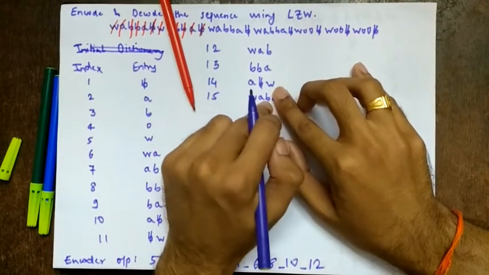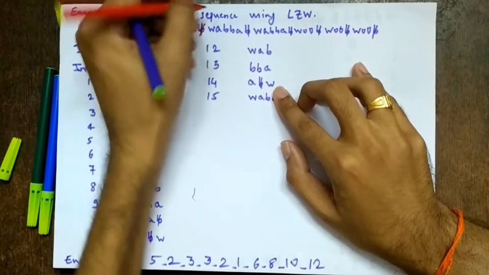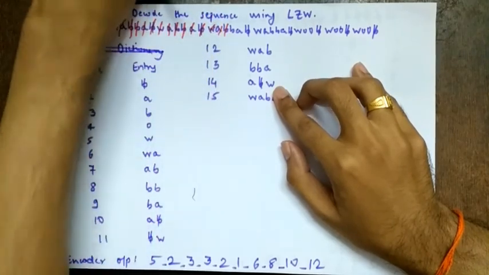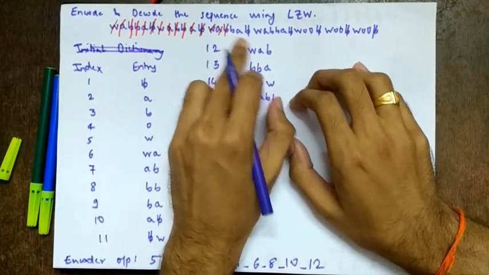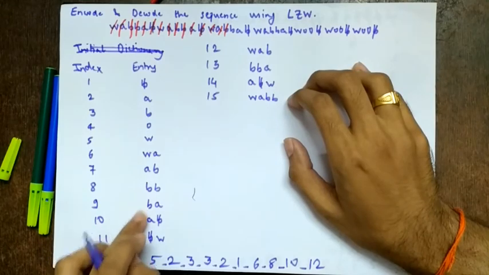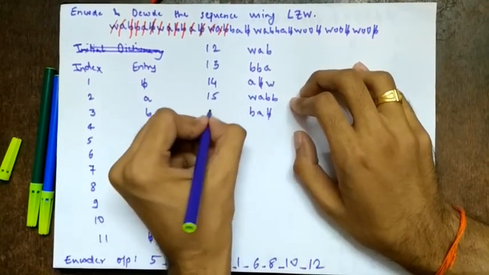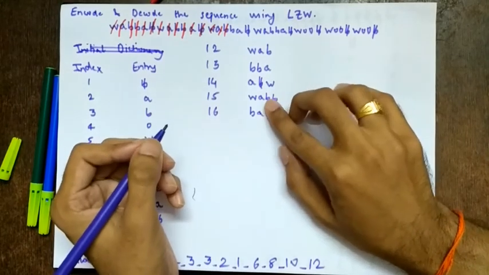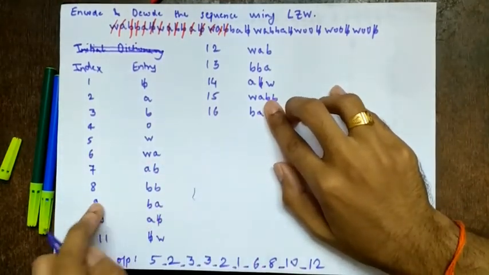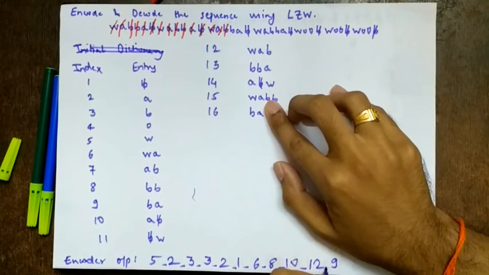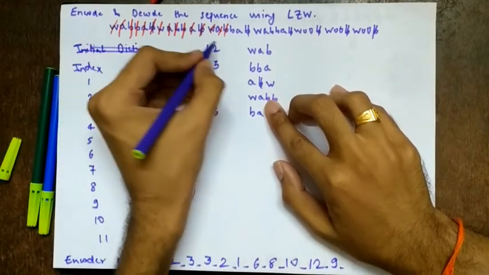Right? So WAB is done. So scratch that to avoid confusion. So then we have B. So B is there, BA is there. Let's see if BA B bar is there. BA B bar is not there. So BA B bar is 16. So again remove this, BA. What is the index of BA? 9. Right? So this is 9.